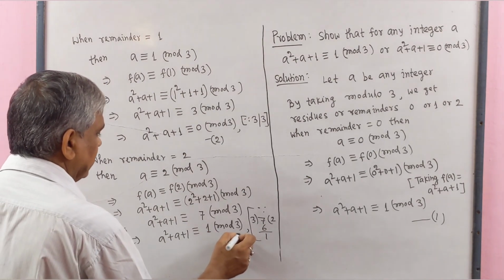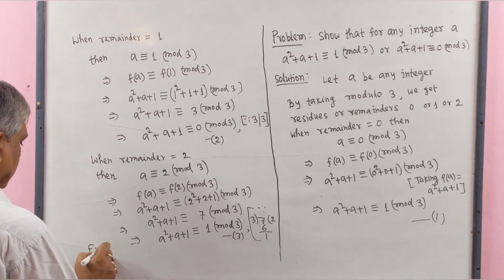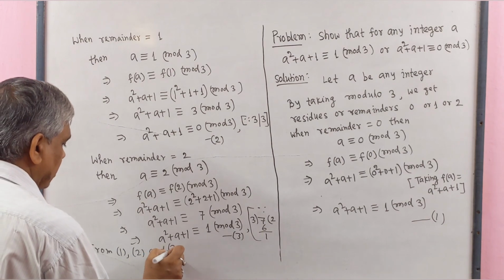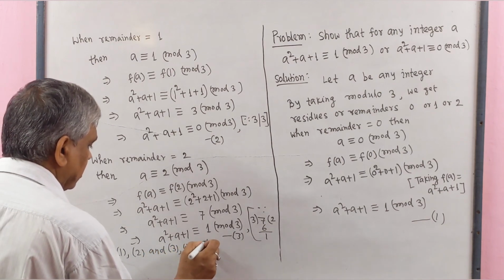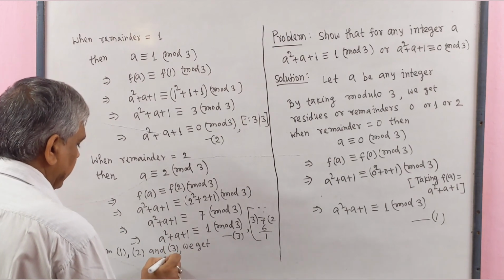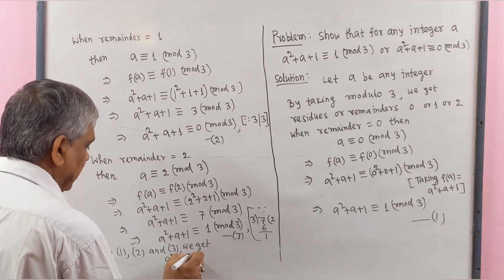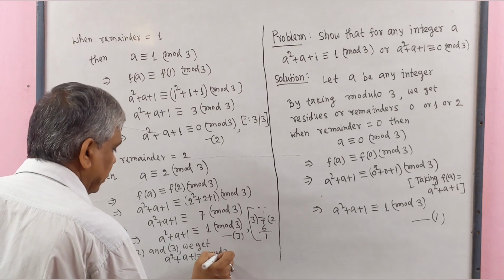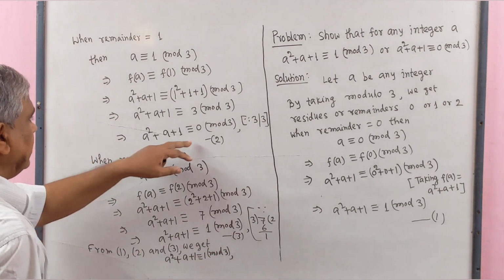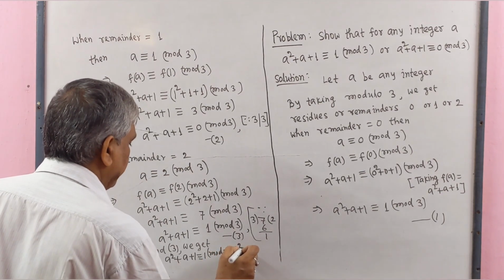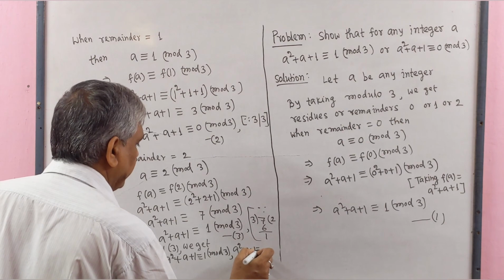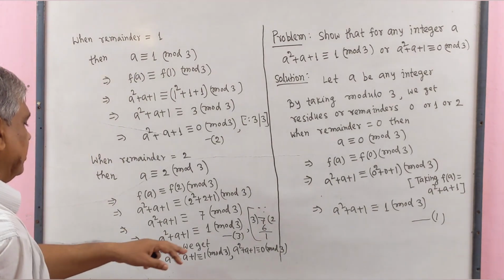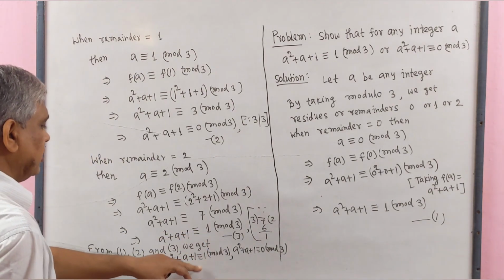This is number 3. From 1, 2 and 3 we get a squared plus a plus 1 congruent to 1 modulo 3, and here a squared plus a plus 1 congruent to 0 modulo 3, and number 3 is the same as this. Therefore, proved.